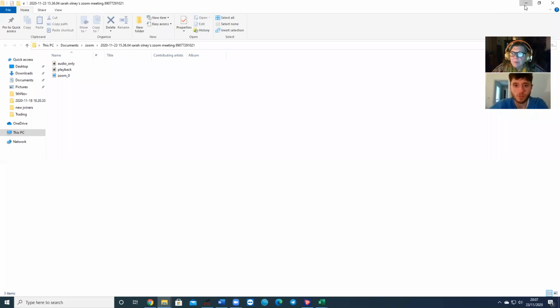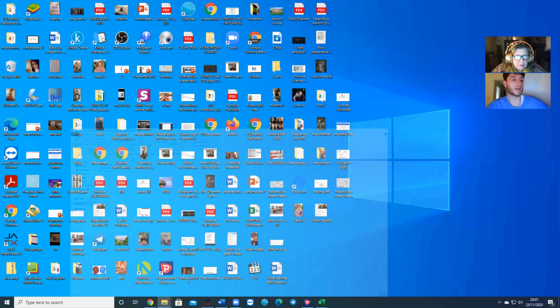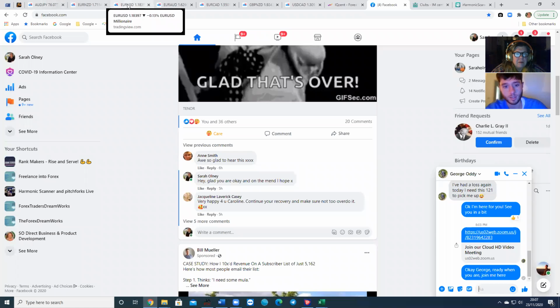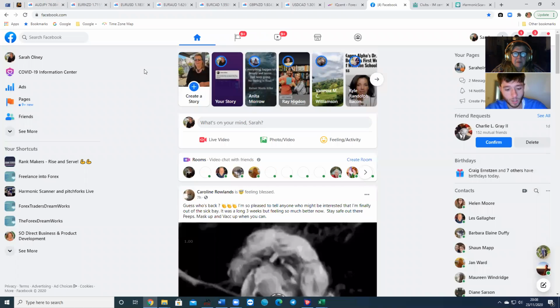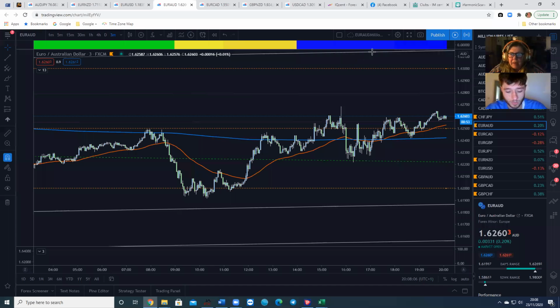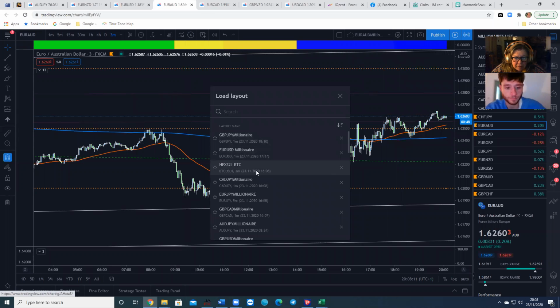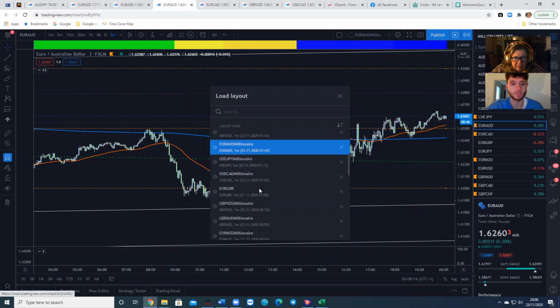The gladiators' ring. So if we share screen, what pair were you on today? Today, let me just get it up. Euro GBP. It did me a couple of times today. I haven't actually looked at that one today. I did look at it last night.